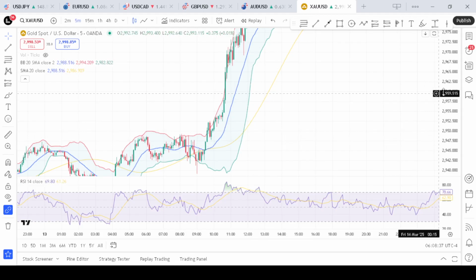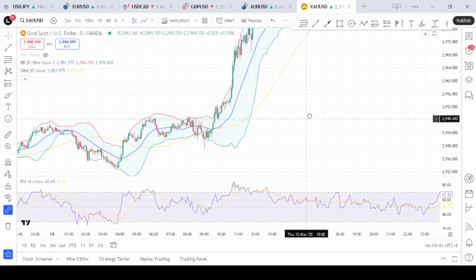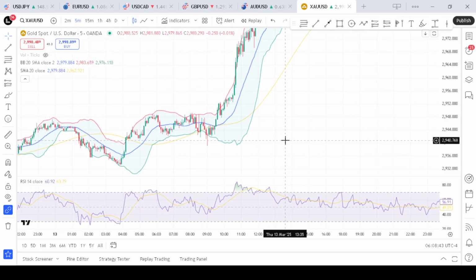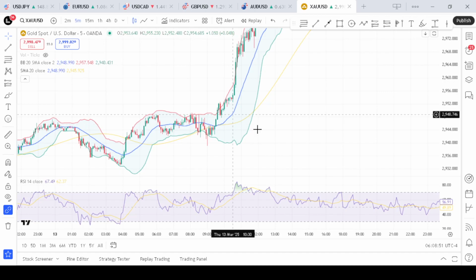Remember multiple time frame analysis when executing on the 5 minutes time frame. You use your 15 minutes or 1 hour time frame to confirm the overall trend before you decide to scalp using this strategy.